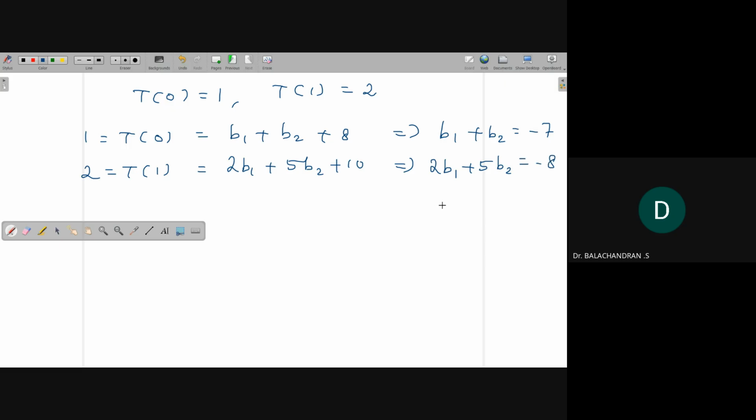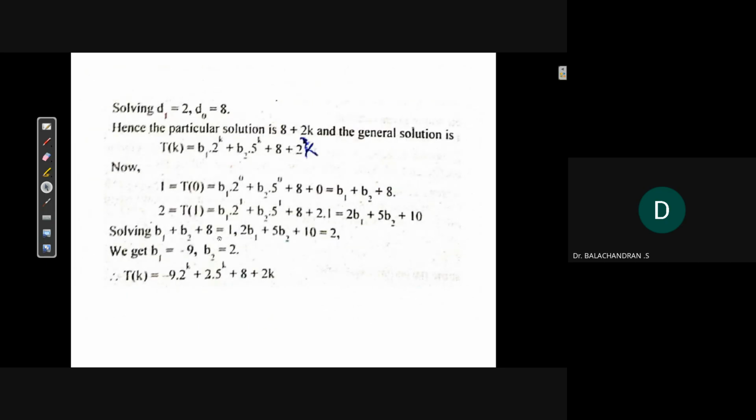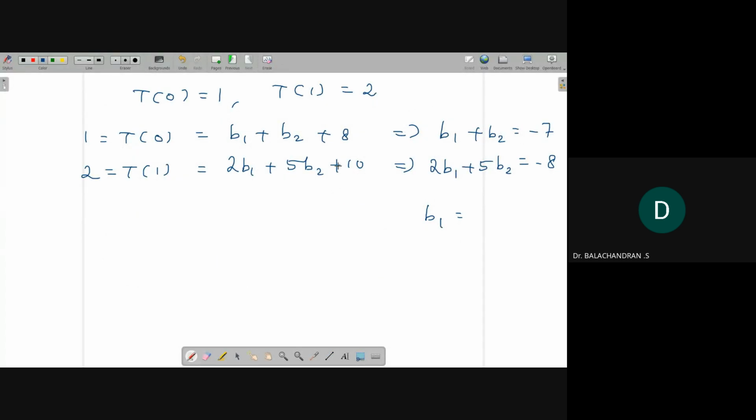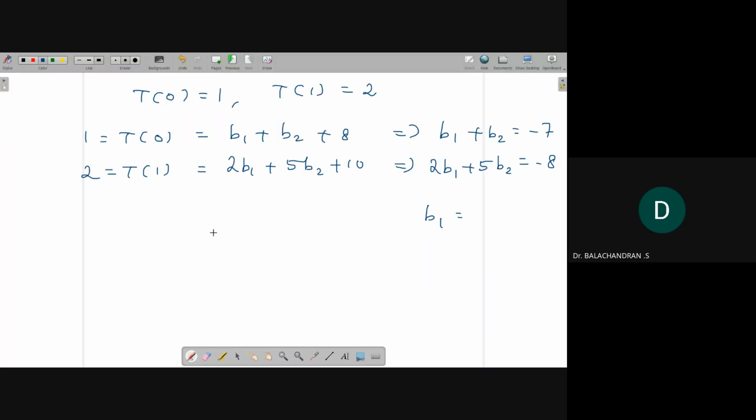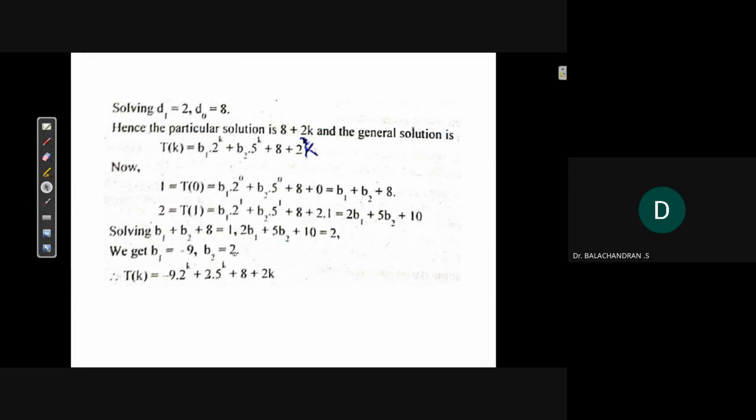So if you solve these two equations, I'll directly write b1. First equation is b1 plus b2 equal to minus 7. And another equation is 2b1 plus 5b2 equal to minus 8. So b1 equal to minus 9 and b2 equal to, I think, 2. You can verify it.